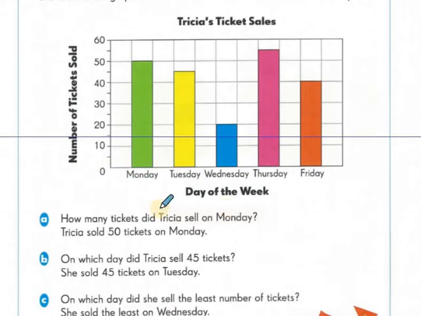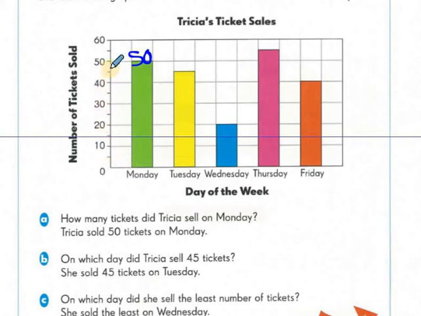So let's go to the questions. A, how many tickets did Tricia sell on Monday? And we can see that the answer is 50. And why is it 50? Because if I start here on 0 and I go up to the line at the top of the bar, I can see that it matches 50. And that's how I read a bar chart. And hopefully this isn't completely new information for you. On which day did Tricia sell 45 tickets? I'm looking for 40.